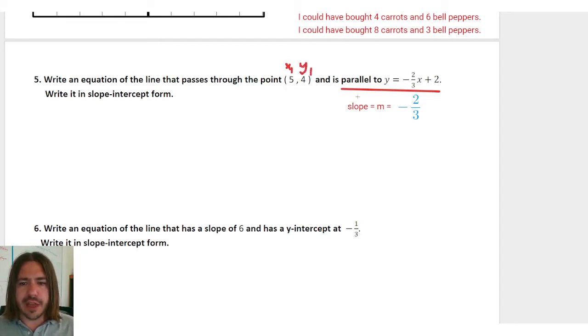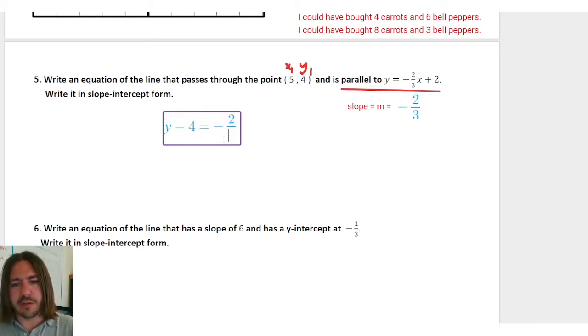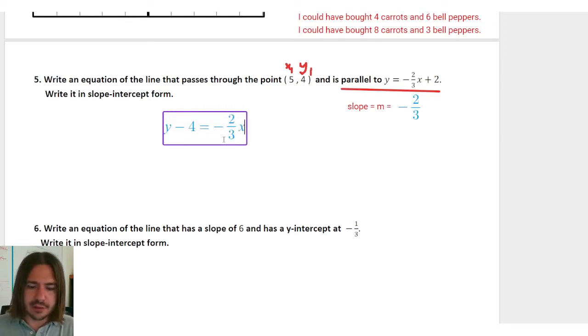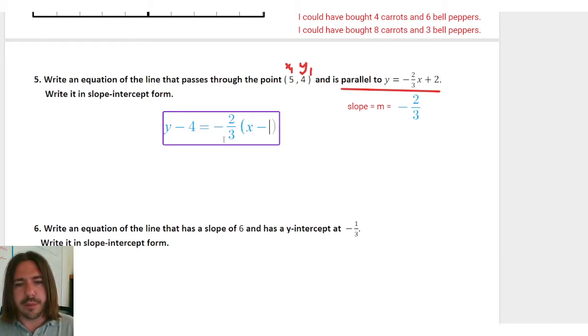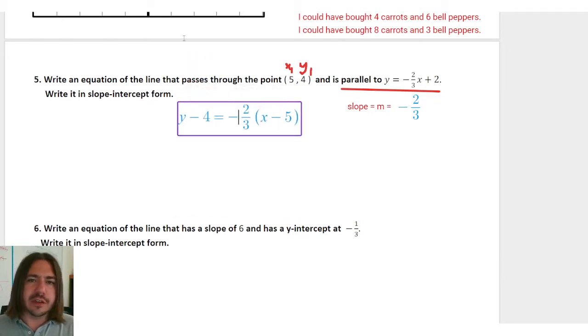And so now I've got the m, I've got the x1, I've got the y1, so now I can start to write my equation, which will be y minus 4 equals -2/3 x, parentheses, sorry, minus 5. So I got my x1, y1 is 5, 4, and then my slope is -2/3. Now, that is the equation of the line, and that's fine, but the follow-up here is that we need to write it in slope-intercept form, and that's going to take 2 steps.